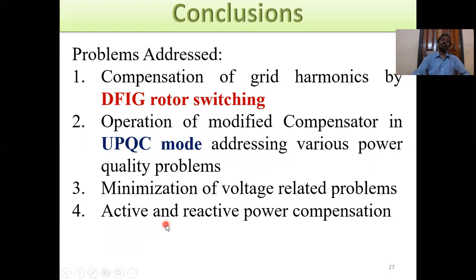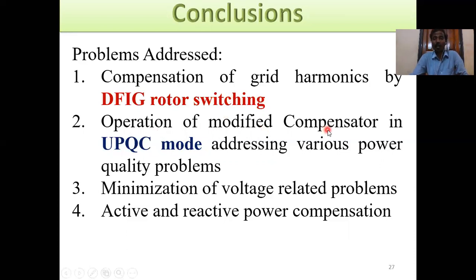And next section, our discussion. Conclusion. What is the conclusion? The problem addressed is compensation of grid harmonics by DFIG rotor switching. We can apply the 180-degree conduction mode of operation or the 120-degree mode of operation for switching. Another option is bipolar switching or unipolar switching; any type of switching you can apply.